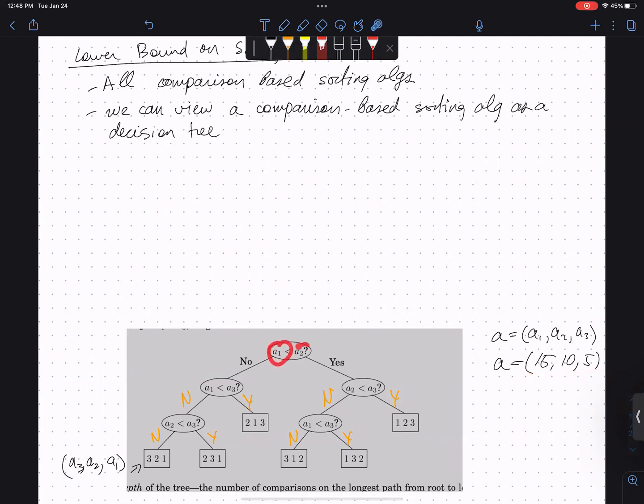So is 15 less than 10? 15 is not less than 10. 15 is not less than 5. 10 is not less than 5. So the output should be A3, A2, A1, or 5, 10, 15.